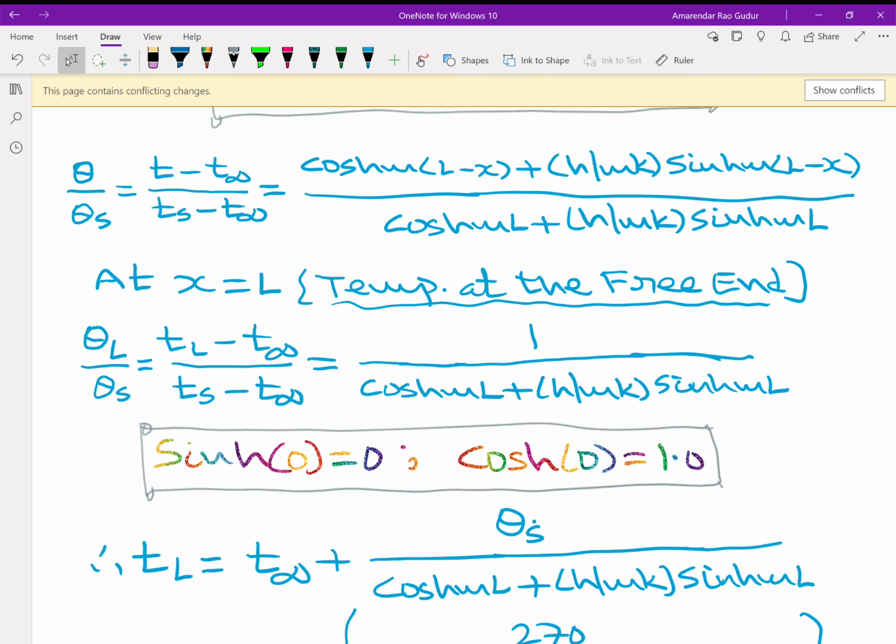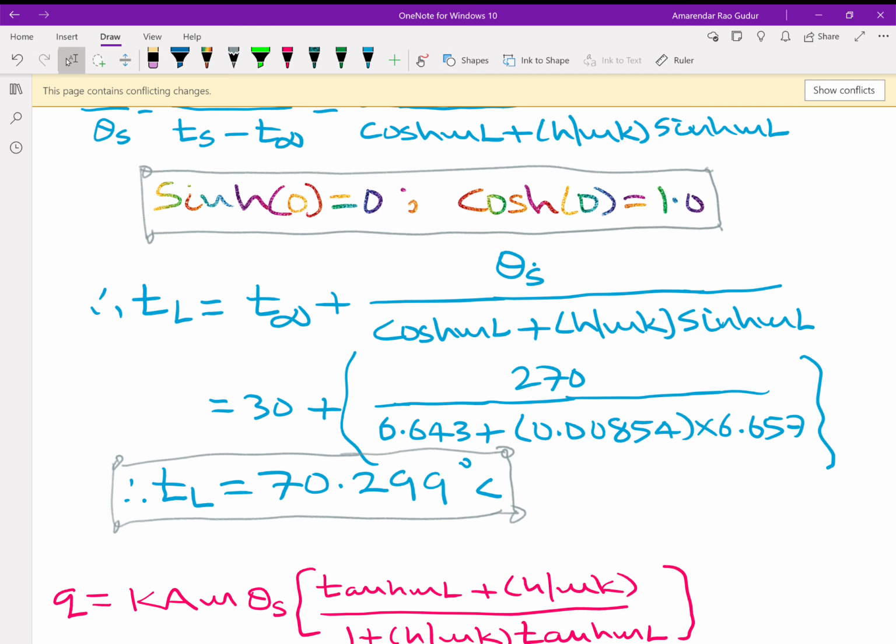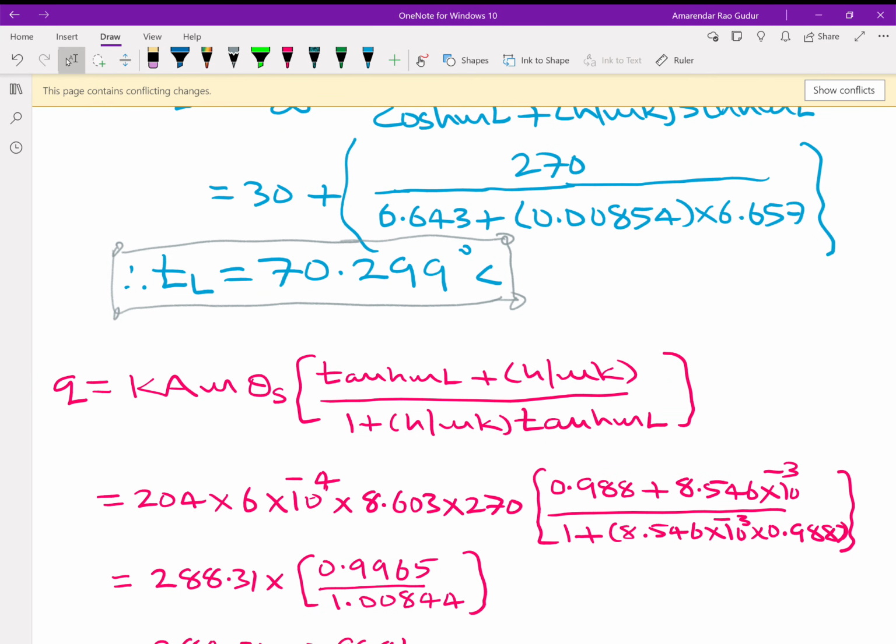Because sin H0 is 0, this is gone. Cos H0 is 1. And if you make the calculations, you are going to realize that temperature at the free end is 70.299 degrees centigrade. Then heat transfer rate is given by cam theta s tan HML plus H by MK by 1 plus H by MK tan HML.